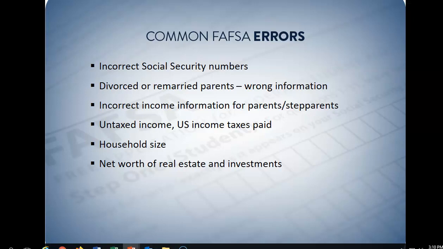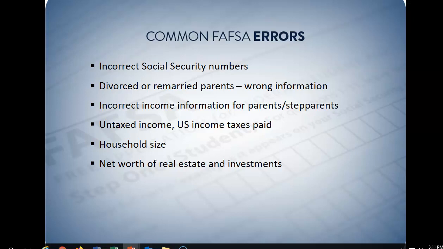Untaxed income is a common error. There are some forms of untaxed income that do not have to be included on the FAFSA. For example, any untaxed Social Security income that is received in the family does not have to be put on the FAFSA, nor does income from public assistance, and a variety of other things.